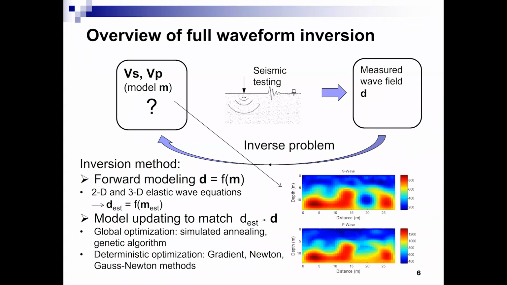So the forward modeling is to describe the relationship between the measured data, or seismic wave, as a function of material property M. So here D is a function of M. This is physics-based modeling. We use two-dimensional or three-dimensional wave equations to model the wave field to generate the so-called estimated data. So we have an estimated seismic wave, D estimate, as a function of estimated material property, or shear wave and P wave of cells. And then we will do the model updating. That means we will find the best model M.